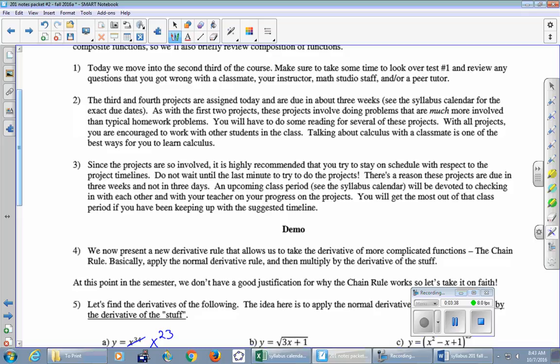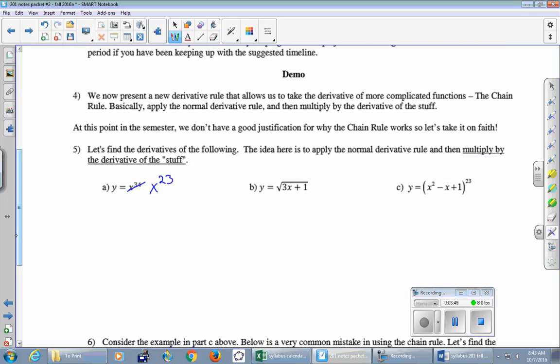Okay, there's some generic stuff about the project written up in number 2. Essentially, it says continue to work with each other and don't wait until the last minute. Same thing here in 3. And the first page of the projects is the recommended timeline.